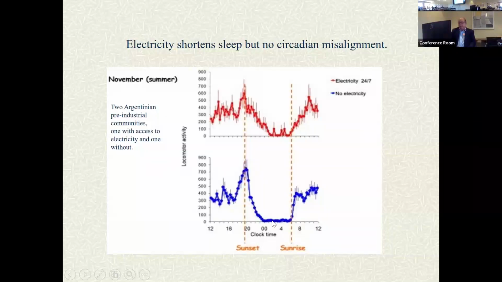No, electricity lengthens it. These were 2 Argentinian pre-industrial communities, one with access to electricity and one without. So it doesn't change your circadian rhythm, it just changes what you can do when you have electricity, what we do when we have late night TV. You shorten your sleep.